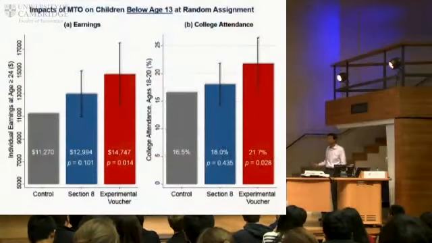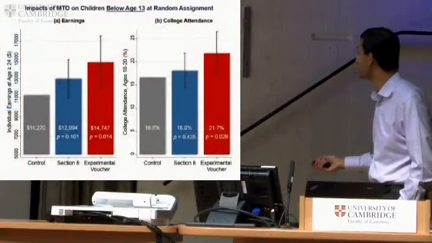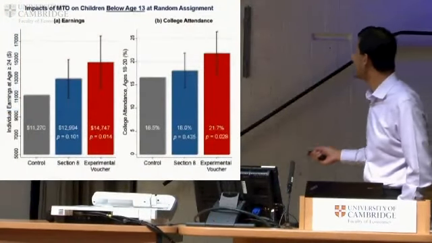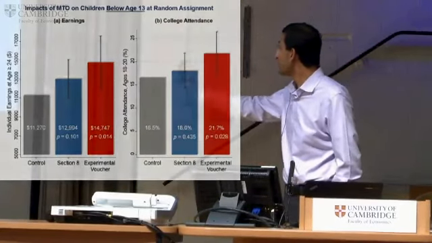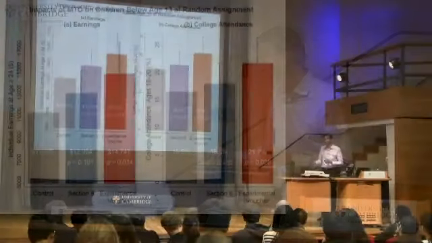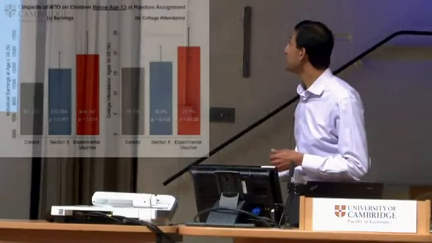And so in the control group, the mean college attendance rate is only 16.5%. That compares with 18% in the Section 8 group, 21.7% in the experimental voucher group. So you're getting about a 5 percentage point impact in terms of increases in college attendance rates. Again, relative to this really low starting base of only 16%, that's roughly a 1/3 increase in the probability that you go to college as a result of these housing voucher subsidies.